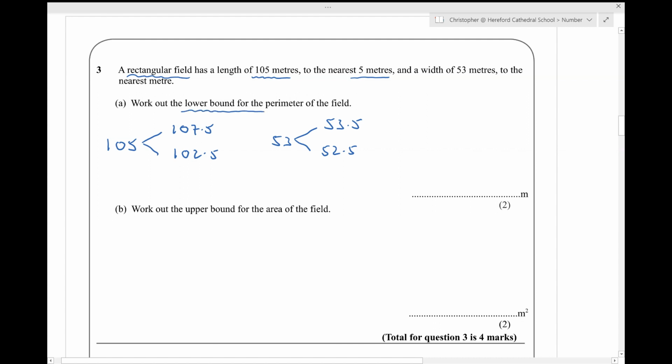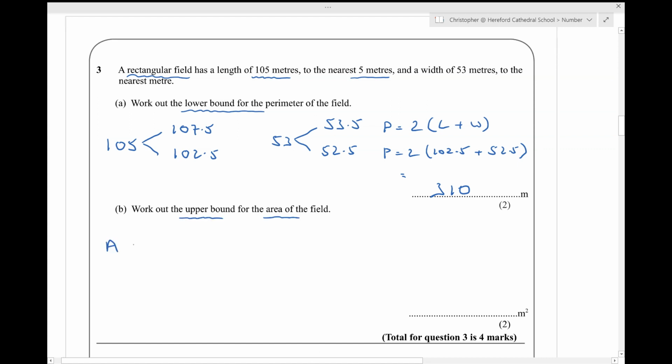Work out the lower bound for the perimeter. Well, the perimeter is twice the length plus the width, and I want the lower bound, so I'm going to do twice the lowest possible length plus the lowest possible width. So that is what I'm going to put into my calculator. So I've got 102.5 plus 52.5, and double that gives me 310 metres. Okay, work out the upper bound for the area.